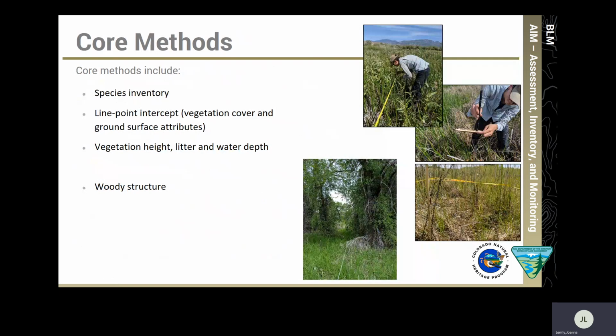There are 4 core methods in the protocol: species inventory, line point intercept, and vegetation height, litter, and water depth, which were all adapted from the terrestrial AIM methods. Woody structure was adapted from 2 separate methods in the multiple indicator monitoring, or MIM protocol. Those 2 methods are woody species height class and woody riparian species age class.